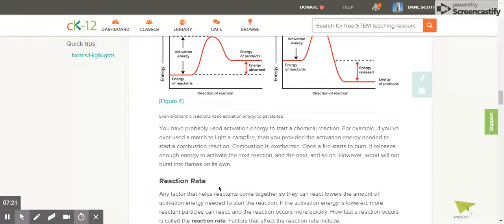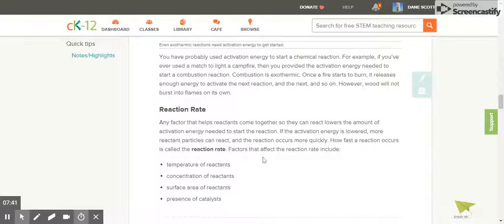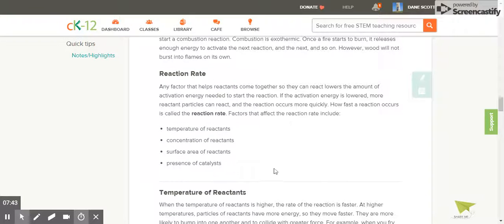As you lit the match, you push down with a force and use friction to start the chemical at the end of the wood match. The match then began to burn, and that process just occurred. But the initial energy you gave was the friction and the sparking of that chemical on the end of the match. That's the activation energy. Any factor that helps reactants come together so they can react lowers the amount of activation energy needed to start the reaction. If the activation energy is lowered, more reactant particles can react, and the reaction occurs more quickly.